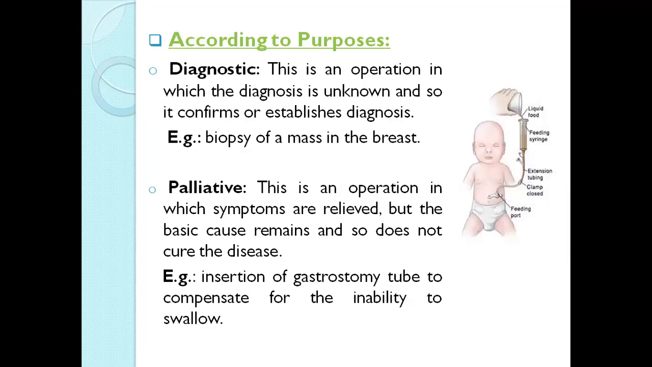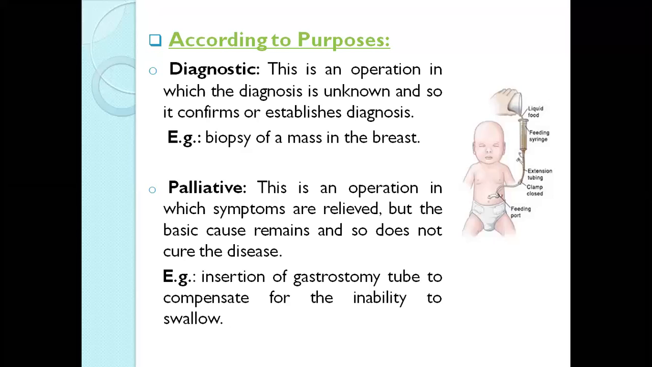The first one, according to the purposes, is called diagnostic. So what is a diagnostic? These are surgeries which we do for the confirmation of any form of diagnosis, or to know what type of disease a particular individual is suffering from. So in order to know that, they usually perform this type of surgery. This is an operation in which the diagnosis is unknown, and it confirms or establishes the diagnosis.